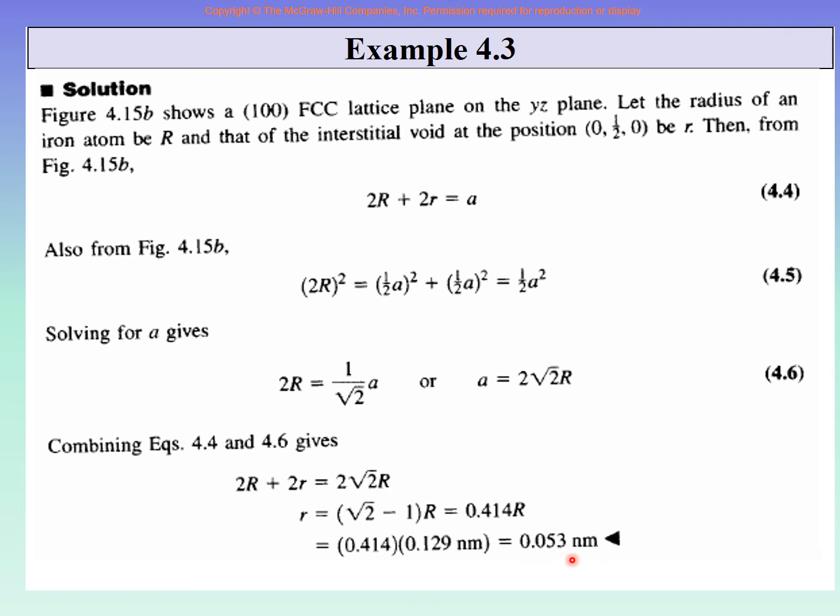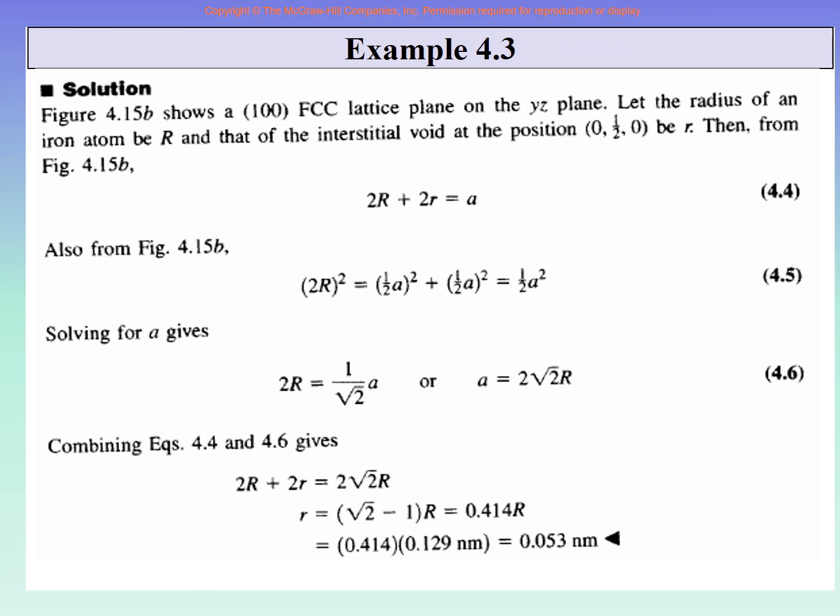So any solute atom which is 0.053 nanometer or smaller than this will directly fit in that gap, and any solute atom which is slightly more, for example 0.06, will fit inside there, but it will push the atoms outward slightly, so the lattice constant a of the solvent material will slightly change.